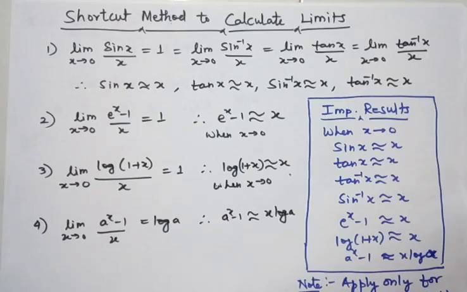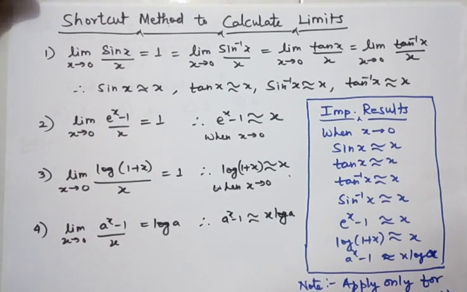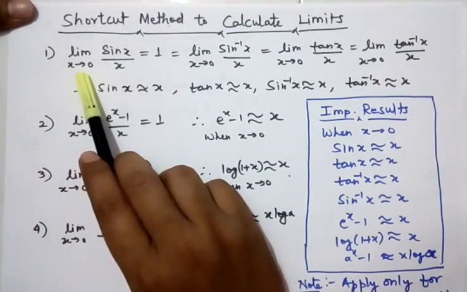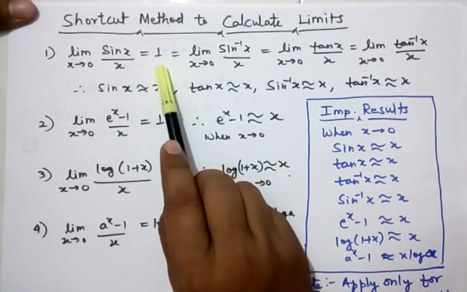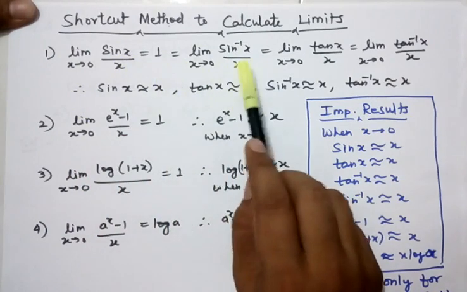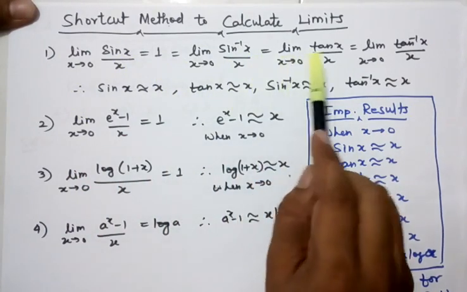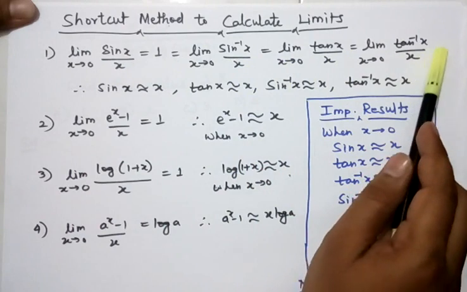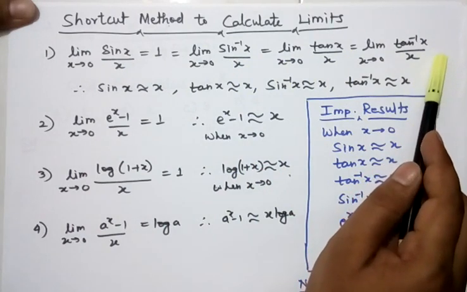Hello everyone. Today we are going to learn the shortcut method to calculate limits. Here I have written some of the standard limits. The first one is limit x tends to 0, sin x by x is 1. Same way, sin inverse x by x is 1, tan x by x is 1, tan inverse x by x is 1.